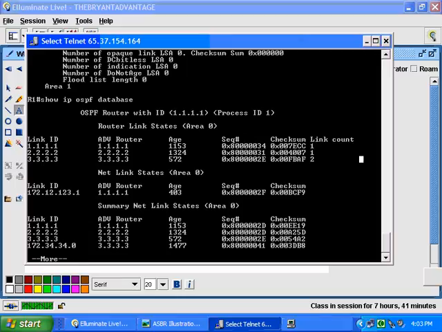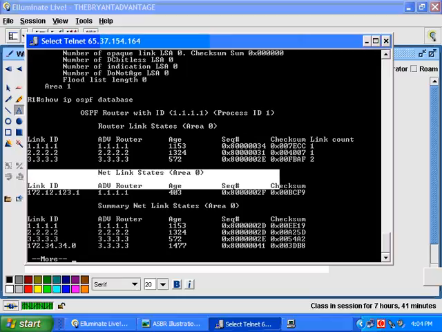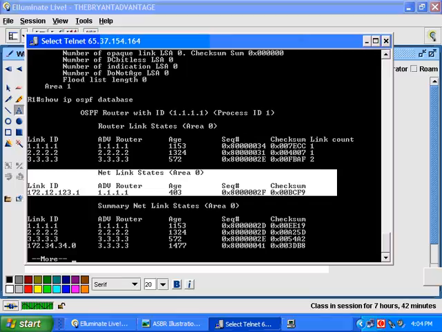The one right under that, the net link states, these are sent out by the designated router only. These are type 2 LSAs.